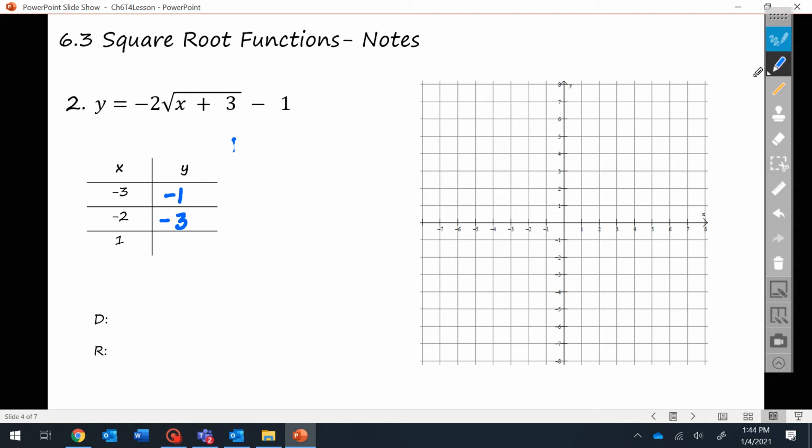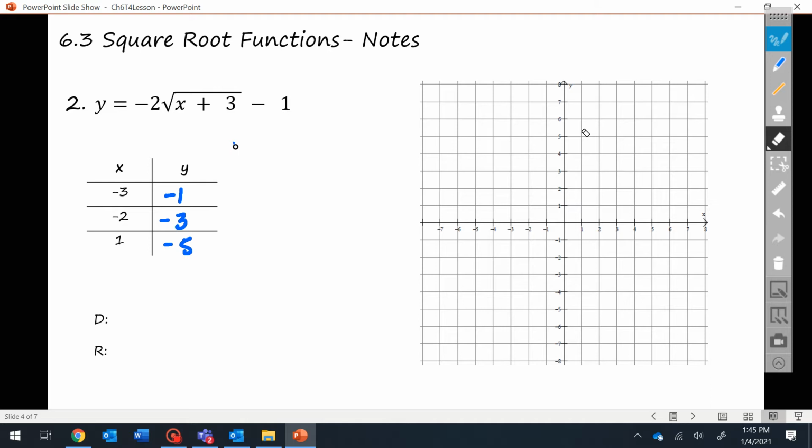Alright, and let's plug in 1. You'll notice that we're plugging in values that will turn the radical into a perfect square. When I plug in negative 3, it turns the radical into a 0. When I plug in negative 2, it turns the radical into a 1. And when I plug in 1, it turns the radical into a 4, which the square root of 4 is 2. So I got negative 2 times 2 minus 1. So it's negative 4 minus 1, which is negative 5.